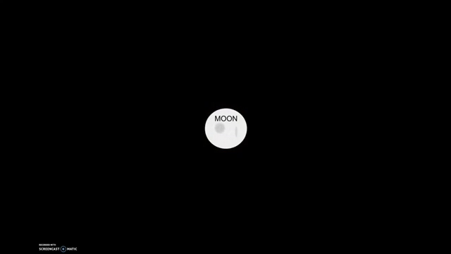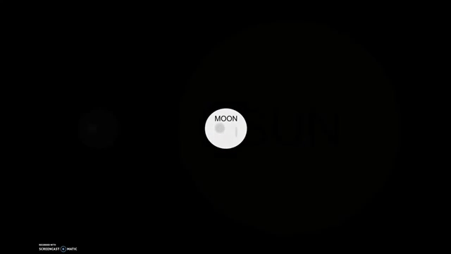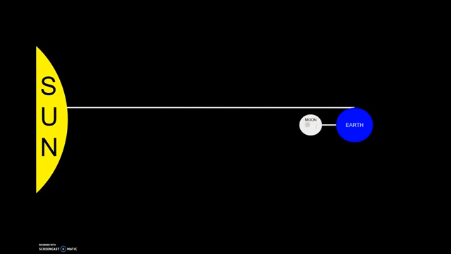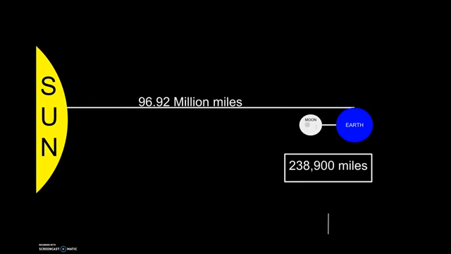In addition to the moon influencing the tides, the sun also influences the tides, but not as much as the moon. And the reason for this is the sun is so much further away from the earth than the moon is. The sun is almost 100 million miles away from Earth, and the moon is only 239,000 miles away.